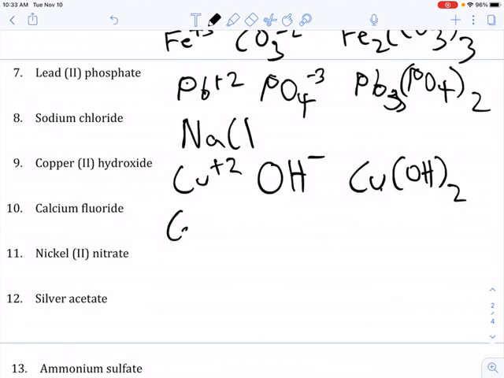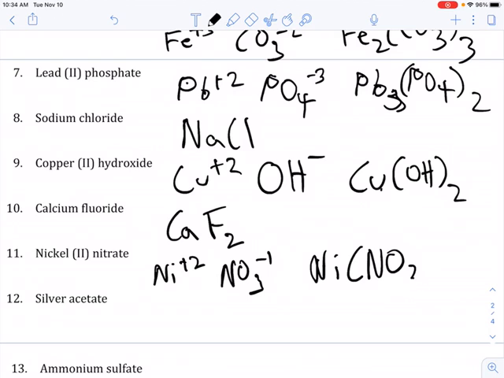Calcium fluoride. Calcium's +2. Fluorine is -1. That's going to be CaF2. Nickel nitrate. Let's see, nickel is +2 in this case. That's what my Roman numeral tells me. Nitrate is NO3 -1. So this will be nickel and then NO3 with a 2, right? After I crisscross.